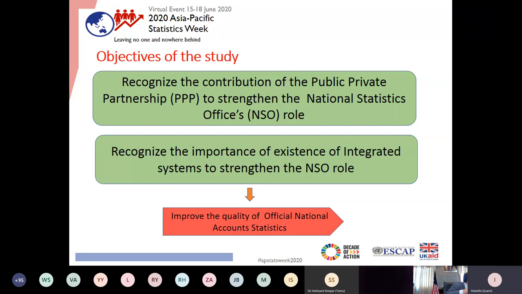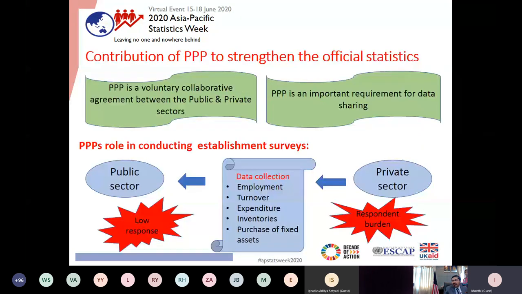The second one is to recognize the importance of the existence of integrated systems to strengthen the NSO role. Ultimately, it improves the quality of official statistics. In my studies, I am especially focusing on improving the quality of national accounts statistics. Then we'll see the contribution of PPP to strengthen official statistics.